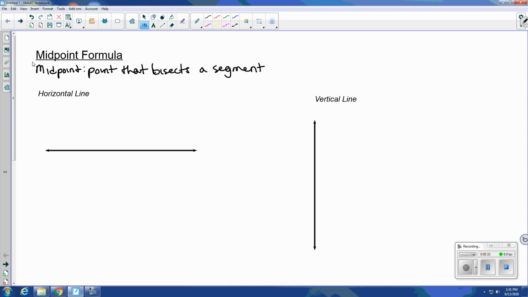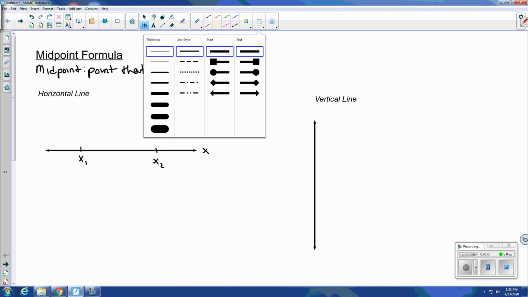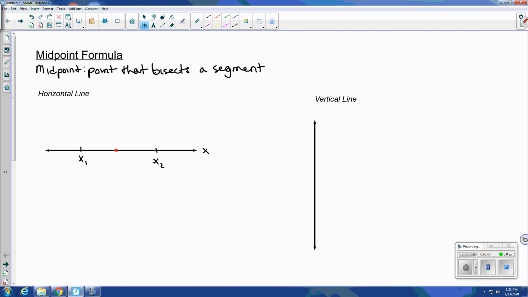So let's say we're on a horizontal line and we have one point x1, so our x-axis runs horizontally, and another point x2, and we want to find a midpoint value. So we can look at this, and visually we know our midpoint should be somewhere around there so that this segment and this segment are congruent to each other, right? So what would the value of that midpoint be, and how do we calculate it? That's what we're aiming to discover.